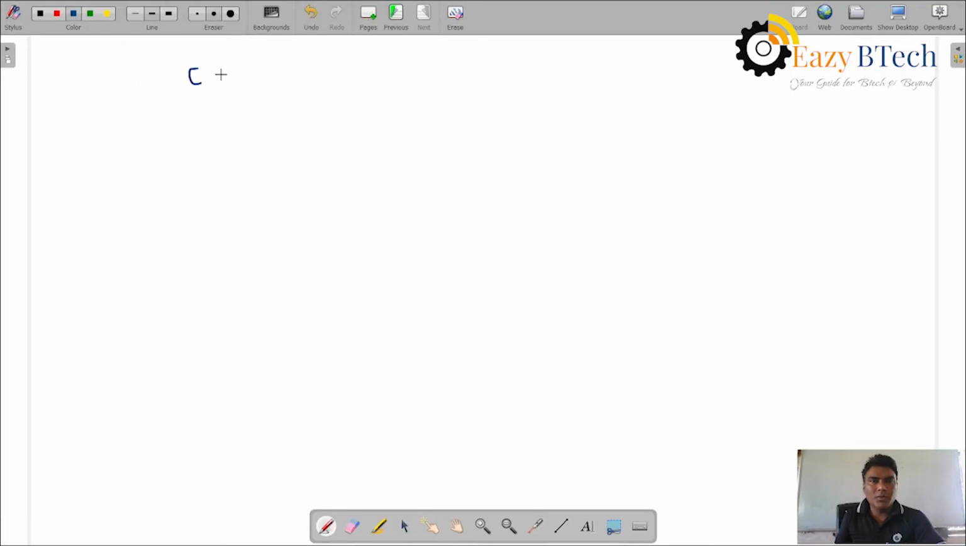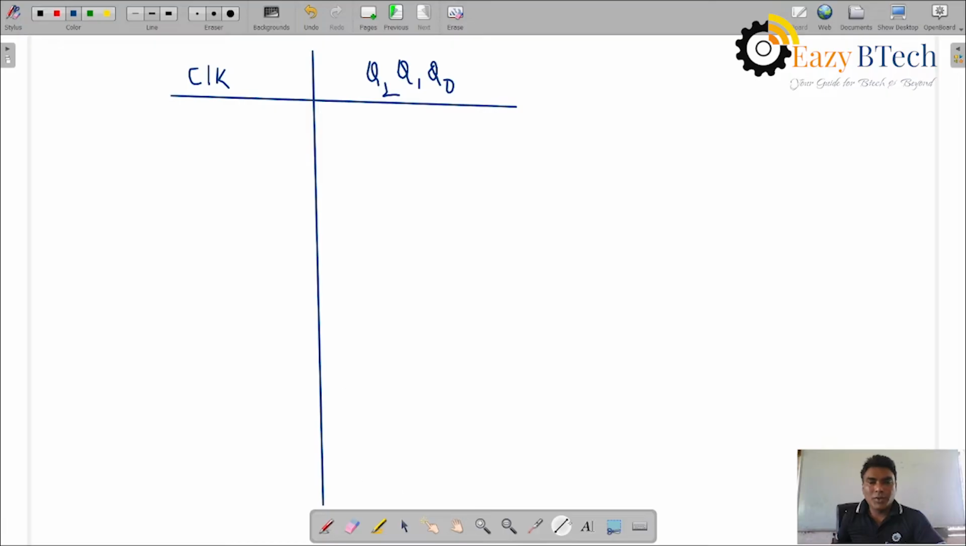Let's see the truth table. Clock pulse is applied, outputs Q naught, Q1 and Q2. Initially, with no clock pulse, the counter is 0 0 0, no change state.